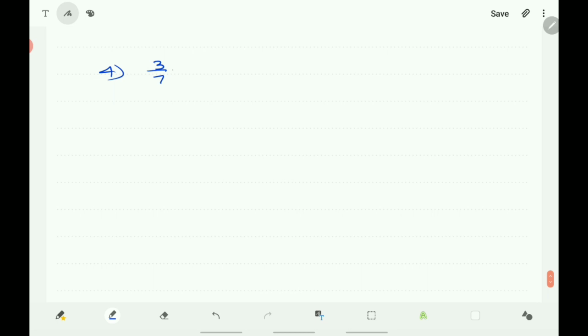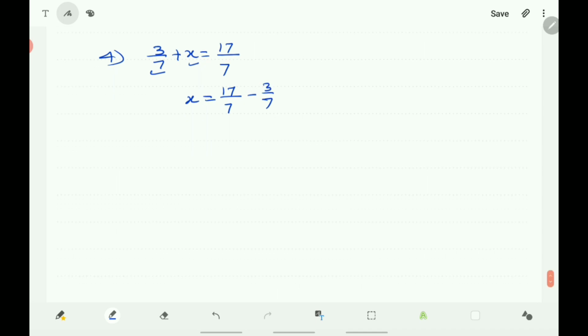3 by 7 plus x is equals to 17 by 7. Now here, to find the value of x, to get the solution, you transfer 3 by 7 to the RHS. So here x will remain in the LHS is equals to 17 by 7 minus 3 by 7. So here what you have done?